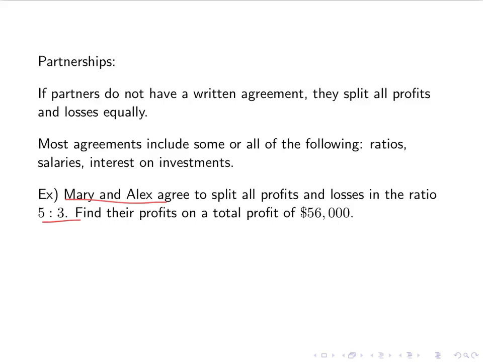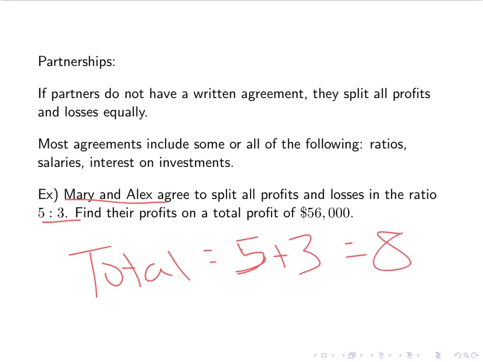So what you have to do is find the ratio not just of Mary to Alex, but Mary to total and Alex to total. So remember, the total is going to be the sum of the 2 pieces of the ratio. So Mary's ratio is going to be 5/8, and Alex's ratio will be 3/8.